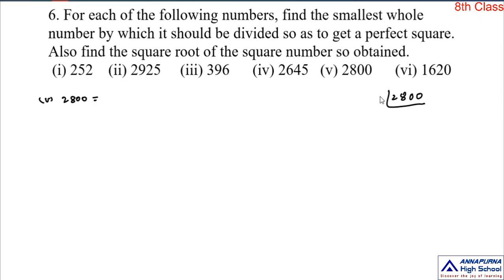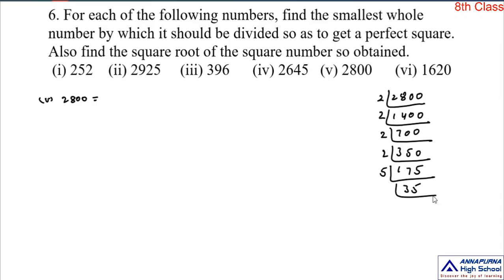So it's divisible by 2, 1400 times. Again it's divisible by 2, 700 times. Again it's divisible by 2, 350 times. Again it's divisible by 2, how many times? 175 times. And this 175 is divisible by 5, 35 times. And this 35 is divisible by 5, 7 times. So its prime factorization is 2 into 2 into 2 into 2 into 5 into 5 into 7.